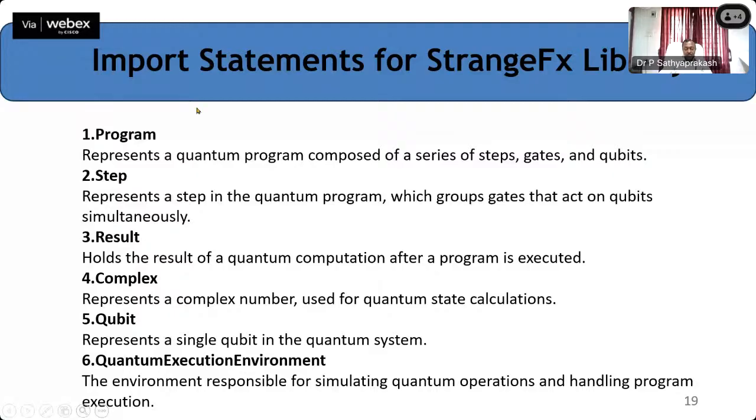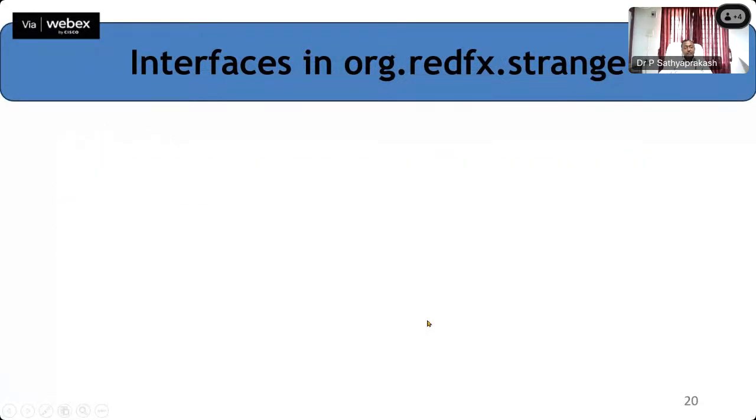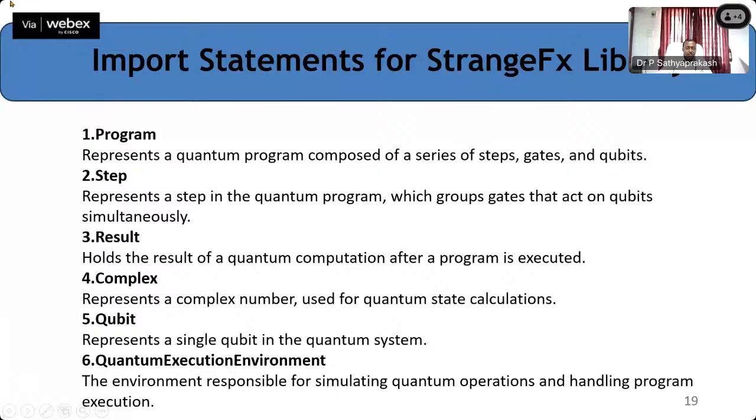In order to work with the Strange package, we should know about the various components of the Strange library: Program, Step, Result, Complex, Qubit, QuantumExecutionEnvironment, and so on. These are the various classes and interfaces that will help us write Java code for quantum computing. The Program class represents a quantum program composed of a series of steps, gates, and qubits.